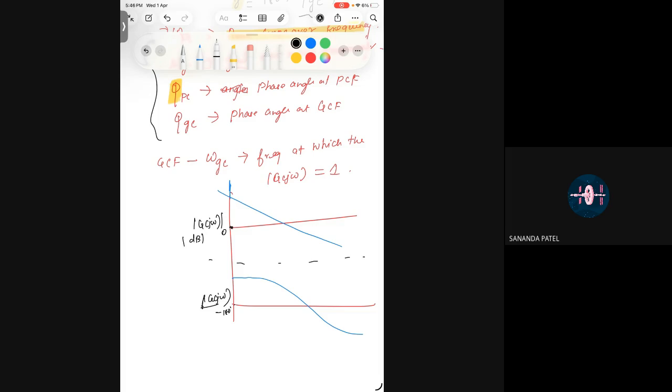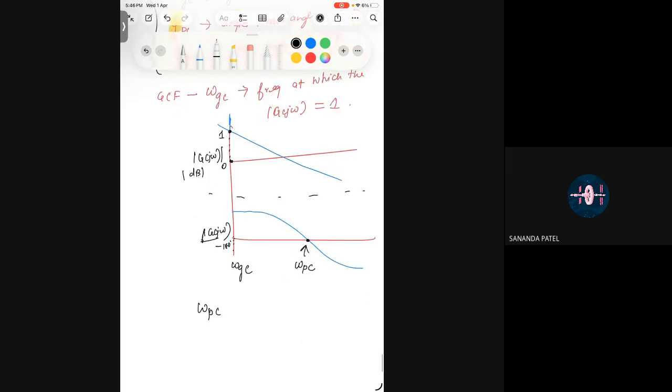How do we find the phase crossover frequency? Whenever your phase plot reaches minus 180, that's where the phase crossover frequency happens. For gain crossover frequency, whenever your plot reaches gain equal to 1, that frequency is called the gain crossover frequency. Clear? So phase crossover frequency is where the phase angle of G of j omega equals 180 or minus 180, both are the same. Gain crossover frequency is where your magnitude is equal to 1. Any doubt?